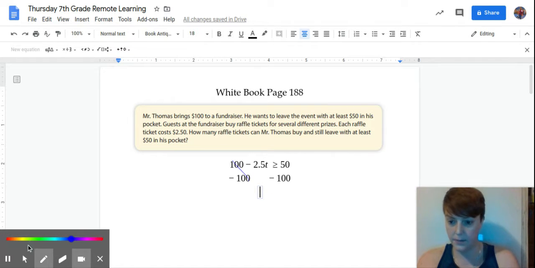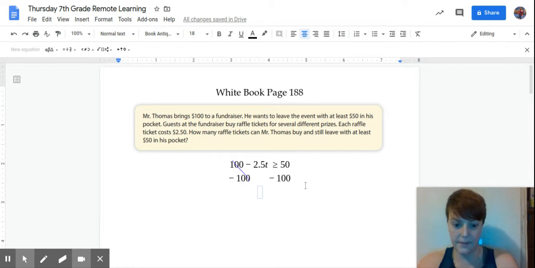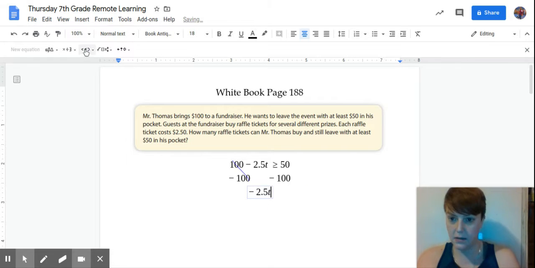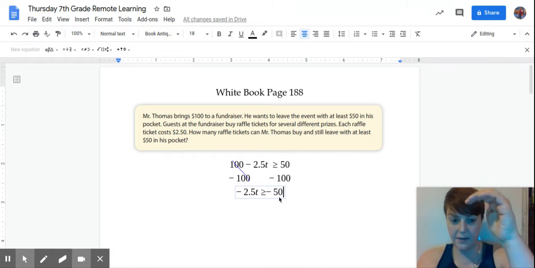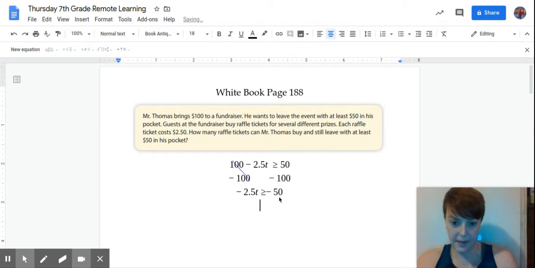And now we're going to have negative 2.5t is greater than or equal to negative 50. Because 50 minus 100 is negative 50. We started up here at 50 feet, and then we drilled down 100 feet, and so now we're down here at negative 50. And then we're going to divide by the number touching t.